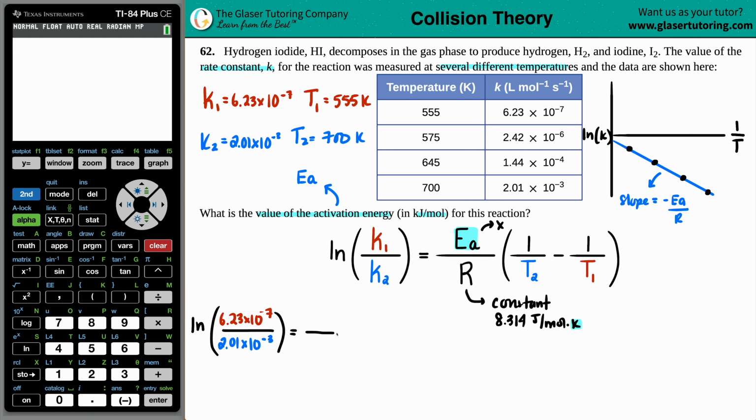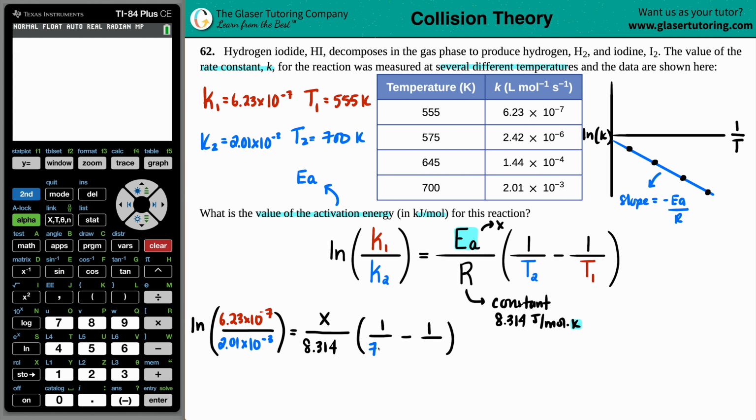Equals EA over R, so X over 8.314 times 1 over those temperatures, right? Now, when you're using this formula, the numbers get flipped. So K1 first, K2, but then T2 comes first and T1. That's how I remembered it when I was learning this formula: if I did K1 first, T2 has to come first.